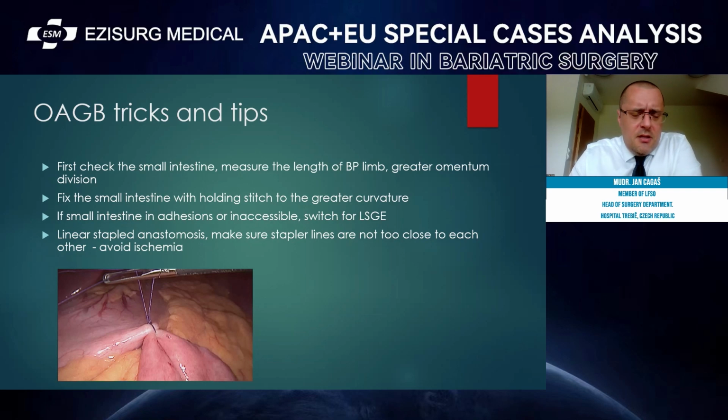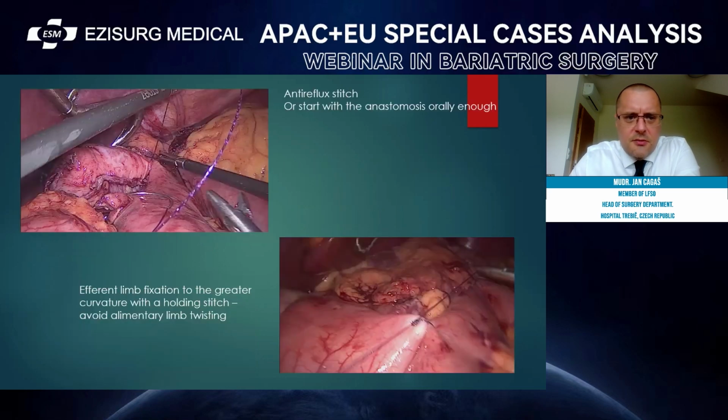If we do the anastomosis, it is necessary to make sure that the staple lines are not too close to each other, like to the staple lines of the pouch, to avoid ischemia of the dorsal part of the anastomosis. Also, I prefer to start the anastomosis a bit orally to avoid biliary reflux, but still we have about 8%, as you see.